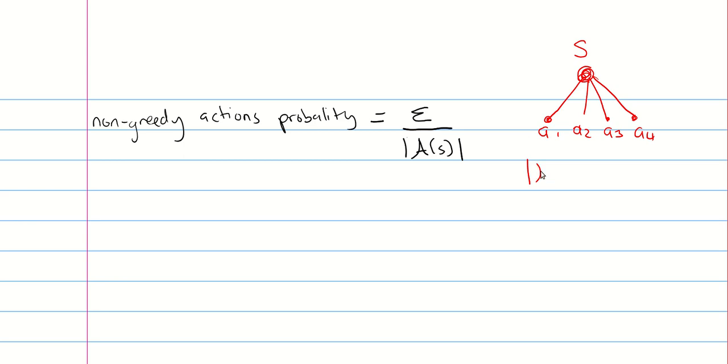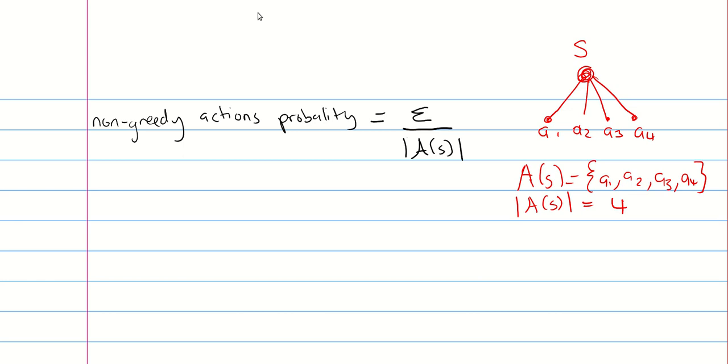Actually, first let us define A(s). Here A(s) is a set of all these actions A1, A2, A3, and A4. So it's a set, and the cardinality of a set, in this case, we're just counting how many elements we have in that set, right? So in this case, this is equal to 4. So we are giving an epsilon probability to all of our actions, and the remainder of the probability is going to go to our greedy action.